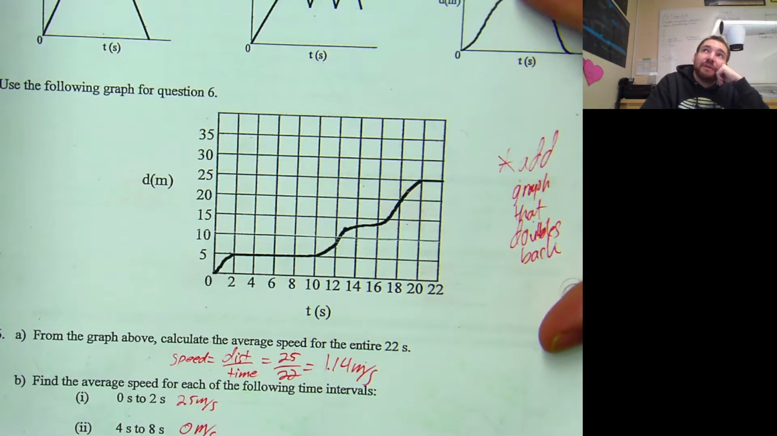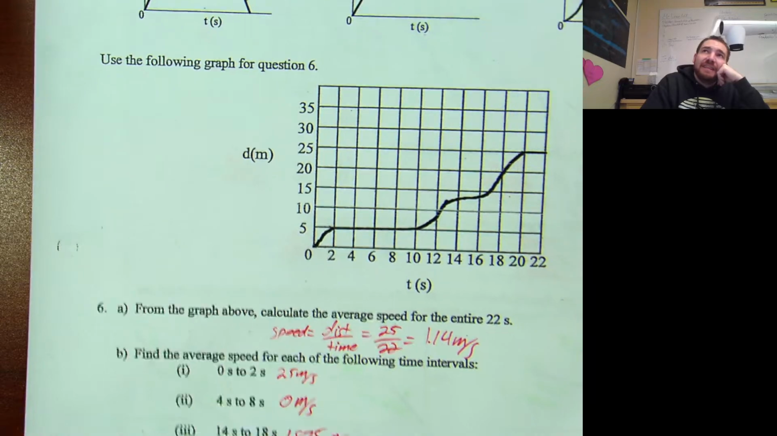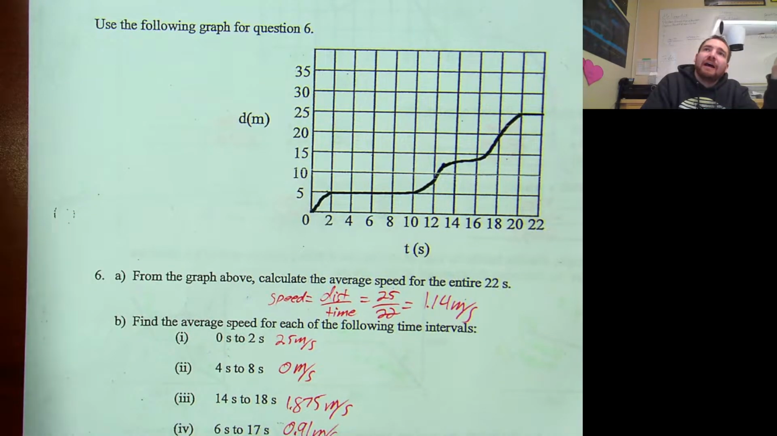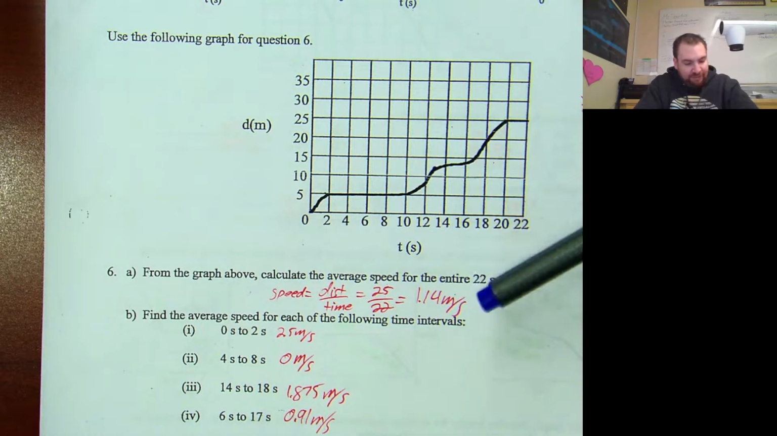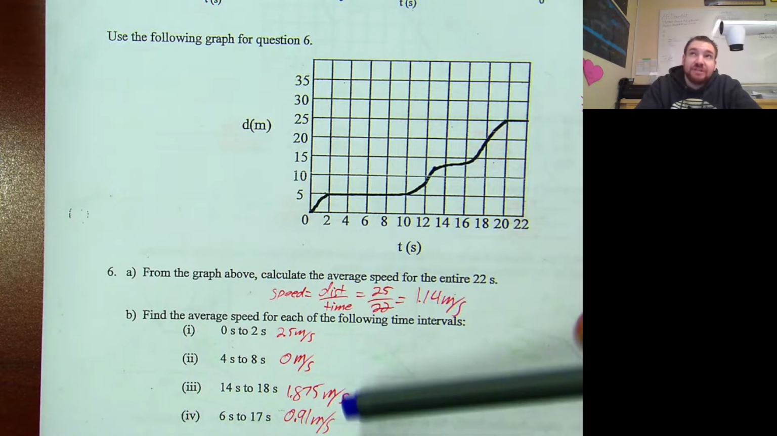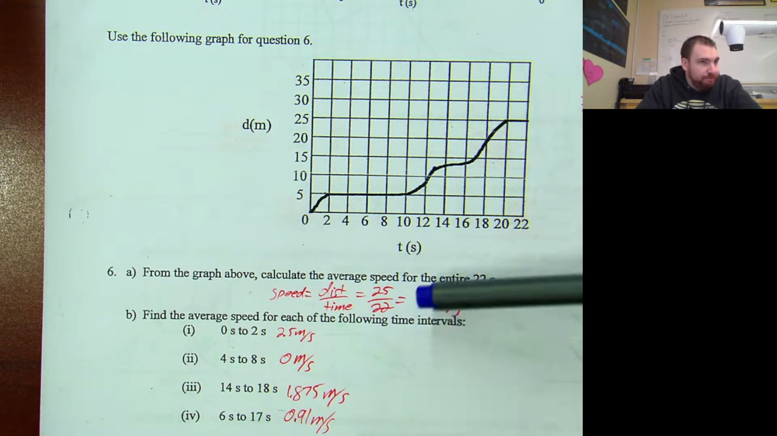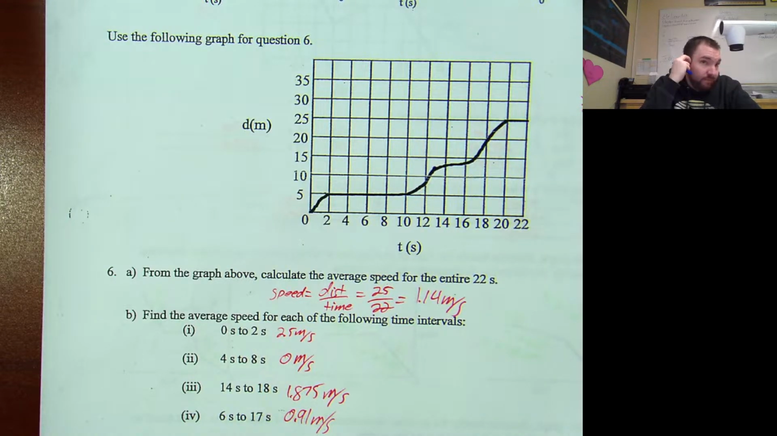I gave you then this following graph. Don't worry about the writing on the side there. These were the values that I calculated for the average speed for each of the following time intervals, and the average speed for the entire 22 seconds. Comments, questions, concerns about any of these values? We're cool with all of them? Okay, hearing nothing. Or are we still checking? Some of you are still looking.